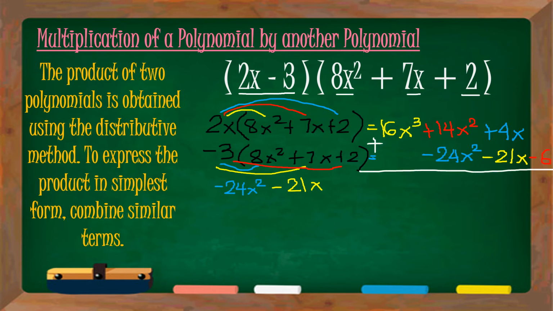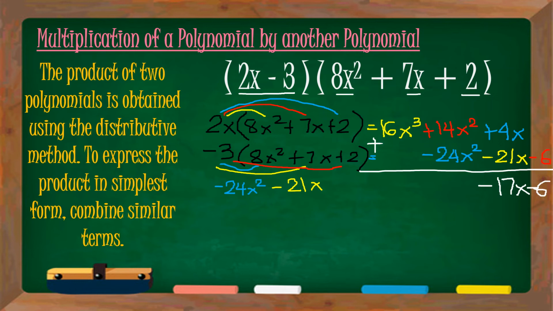So, starting off with bring down negative 6 kasi wala naman po siyang kasimilar terms. Then, we have 4x plus negative 21x. So, different signs yan. We cannot add. So, magma-minus tayo. 21 minus 4 is equal to 17. Huwag kakalimutan yung variable x. Okay? Ang ating sign is negative kasi ang larger number ay negative.